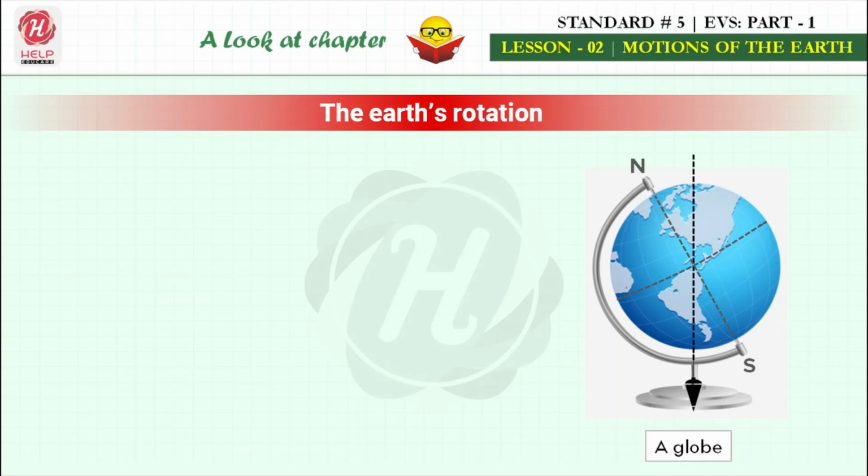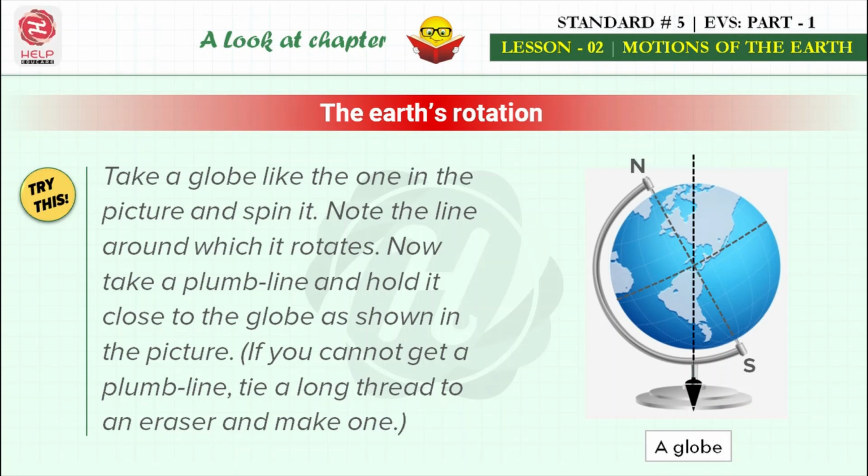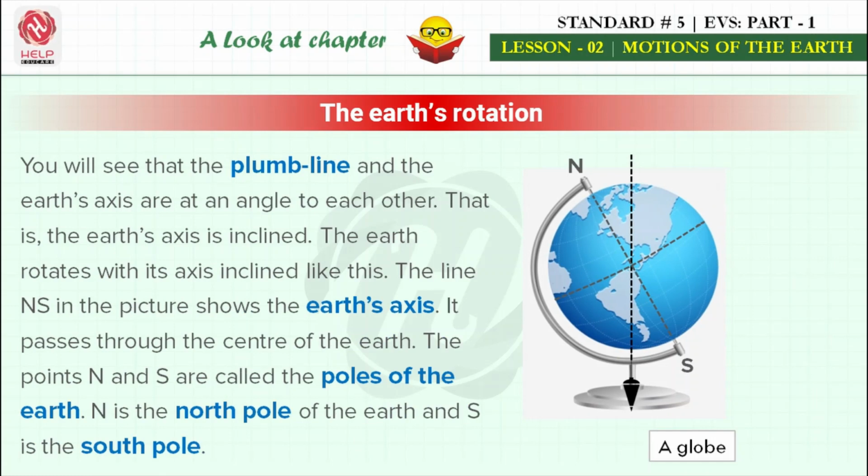To understand the Earth's rotation, let's try this. Take a globe like the one in the picture and spin it. Note the line around which it rotates. Now take a plumb line and hold it close to the globe as shown in the picture. If you cannot get a plumb line, tie a long thread to an eraser and make one. You will see that the plumb line and the Earth's axis are at an angle to each other. That is, the Earth's axis is inclined.